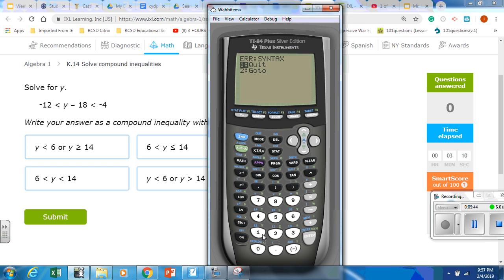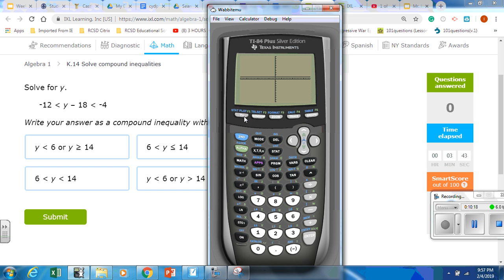Let's take a look. What is going on? Negative 12. X minus 18. X minus negative 2. Oh, this 2 shouldn't be in here. That shouldn't be in there. Now let's graph it. Okay. Phenomenal. Okay, let's break this down into pieces.